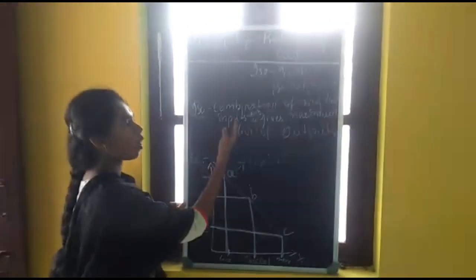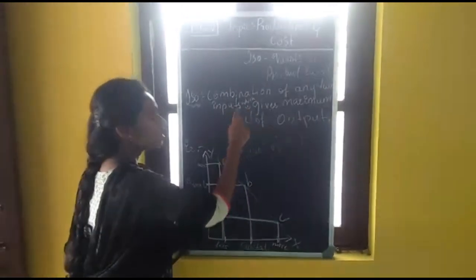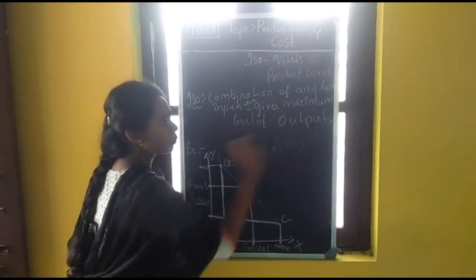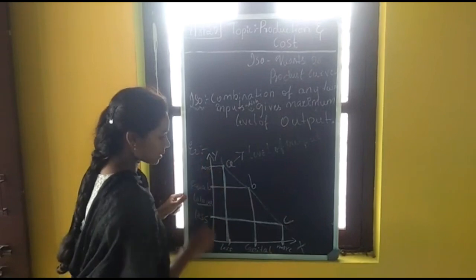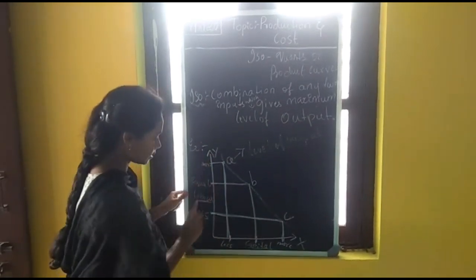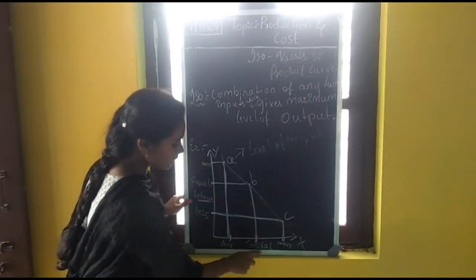Isoquants is also known as the product curve. So what is isoquants? The combination of any two inputs which gives the maximum level of output, for example, labor and capital. First we must draw the y-axis and x-axis and name the y-axis as labor and the x-axis as capital.